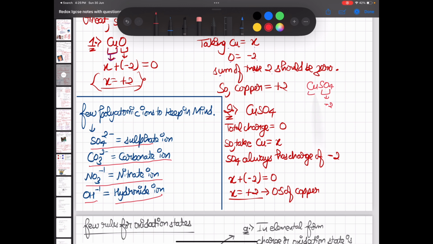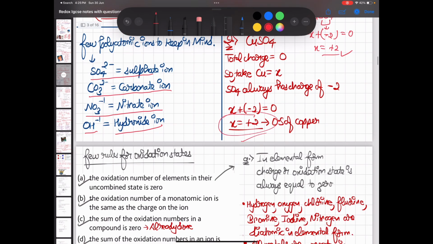What is the charge on copper? I'm not sure. That is what I'm trying to find out. So I'll take copper as x. So x plus negative 2 is equal to 0. What is the charge on copper? It is positive 2. So this is the charge on copper. Alright? Great.